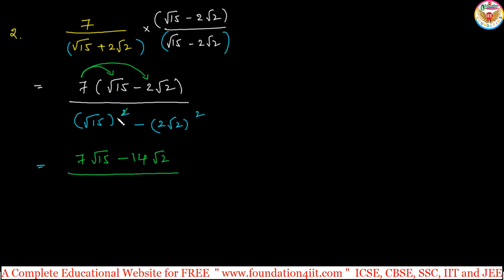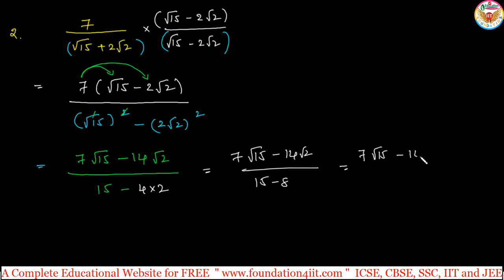The denominator you can simplify. Square root of 15 whole square is 15, minus 2 root 2 whole square. One thing you observe here: the square is for 2 as well as for root 2 also. 2 square is 4 and root 2 square is 2. 4 times 2 is 8. So next step: 7 root 15 minus 14 root 2 by 15 minus 8. 15 minus 8 is 7. So 7 root 15 minus 14 root 2 divided by 7 we got.